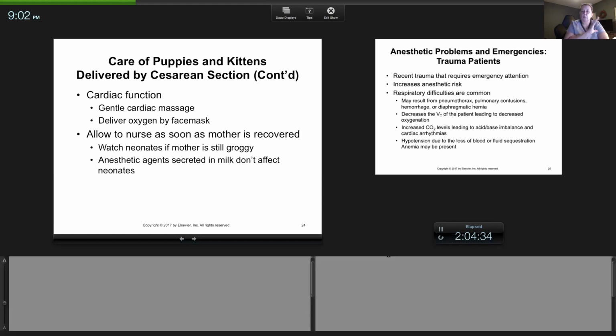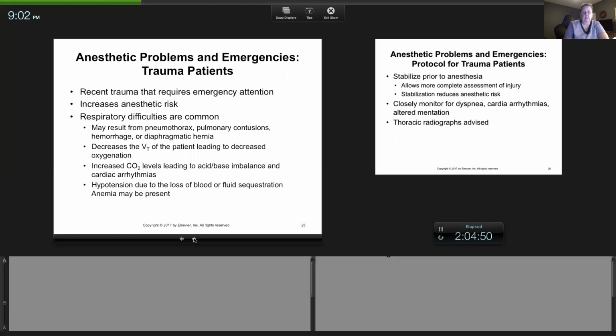Now, you don't want the mother too sleepy where she can't take care of her puppies, because really, in an hour to an hour and a half, we got to get her nursing them. They need that colostrum. So you definitely want to try to get them going fairly soon.